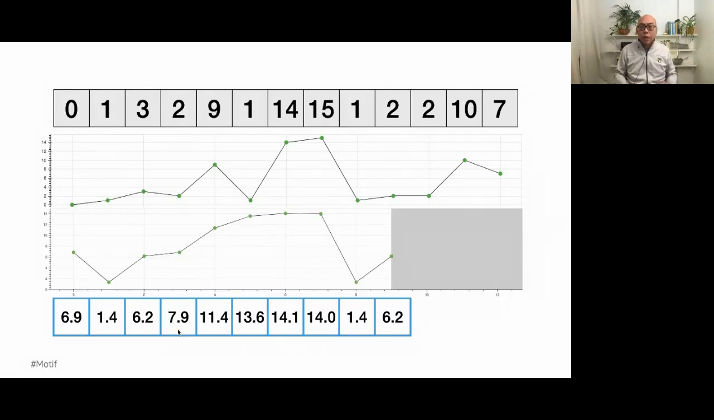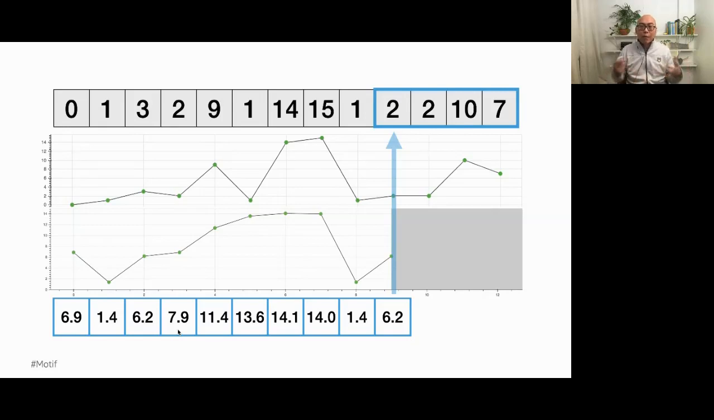Okay, and so how do we interpret this matrix profile? For the first subsequence, what this matrix profile is telling you is that its one closest nearest neighbor has a Euclidean distance of 6.9 away. Or maybe this subsequence over here, its nearest neighbor has a distance of 1.4 away. Or the one all the way at the very end, its nearest neighbor has a distance of 6.2 away, but nothing else is closer.